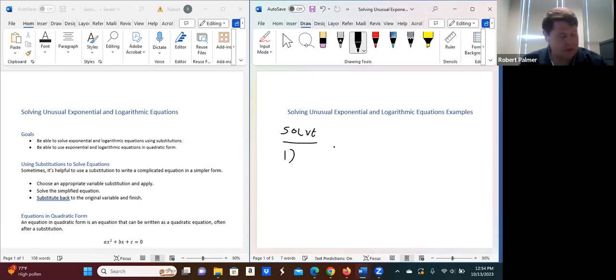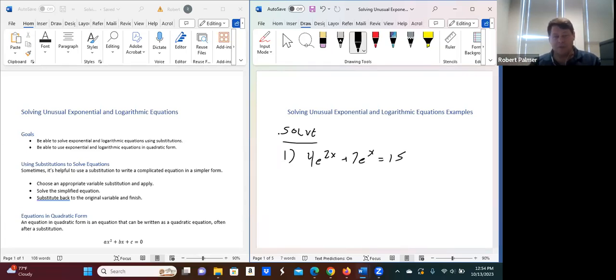Number one, let's say we have 4 times e to the 2x plus 7 times e to the x equals 15. Now, this is an exponential equation because our variable is in the exponent, but it doesn't really fit the usual rules of solving an exponential equation. It's not one exponential expression equal to another or something like that.